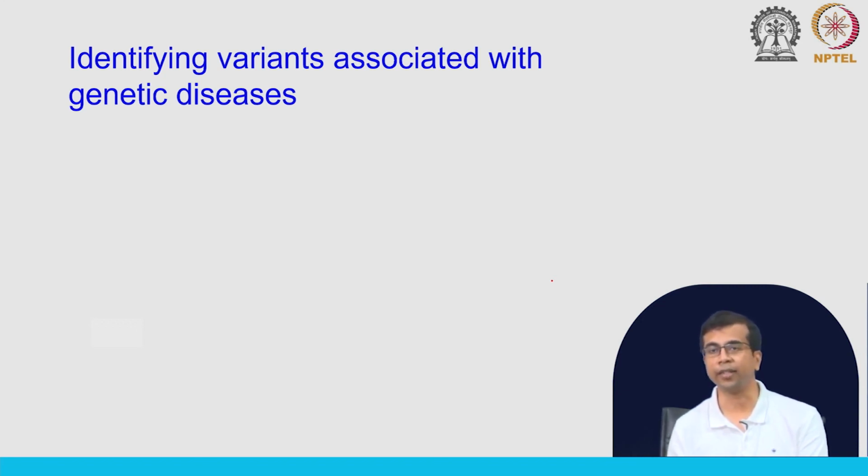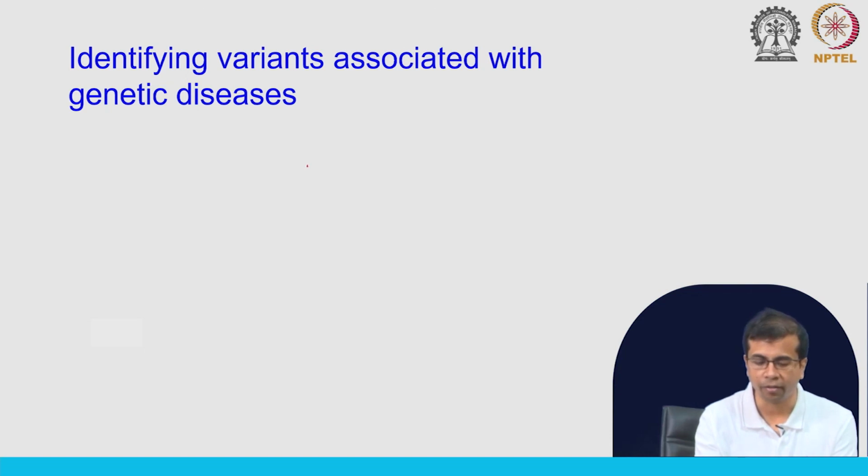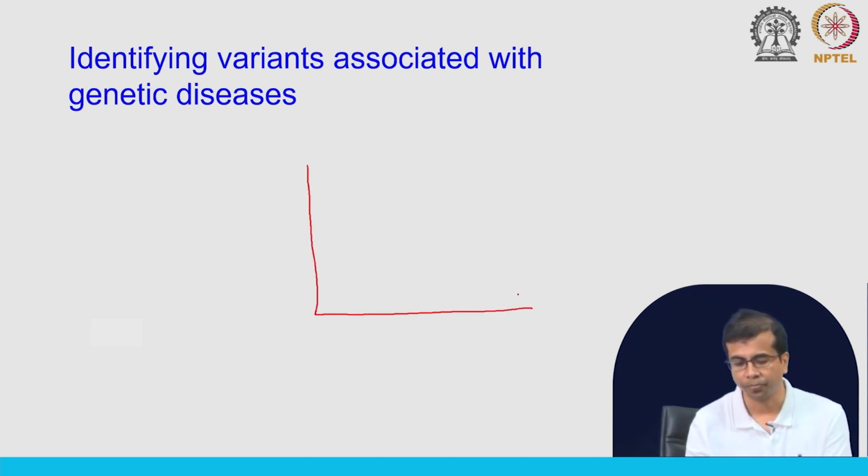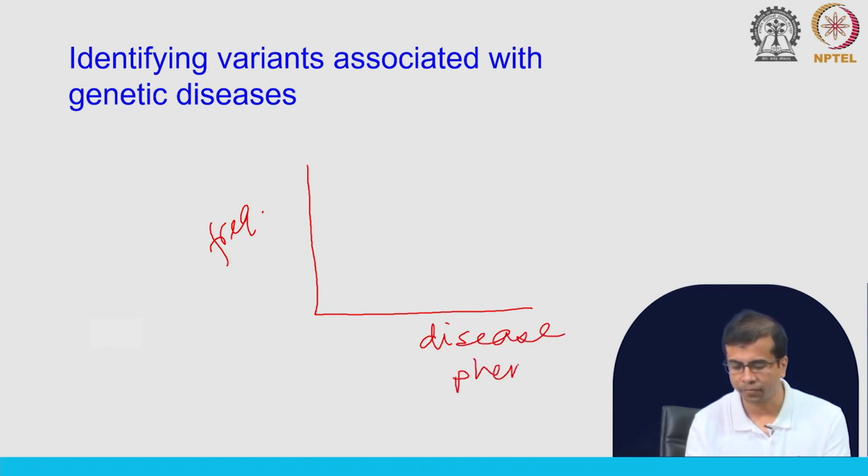There are several genetic diseases for which we know different types of mutations in certain genes are responsible. So, by analyzing these variants, we can actually associate some of these variants to genetic disease. We can imagine you have a situation where you have specific variants we see associated with a disease. So, what I can do, I can draw something like this. Let us say this is the frequency, and this is the disease phenotype.